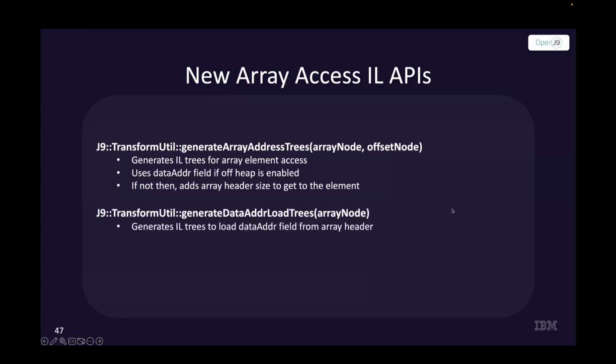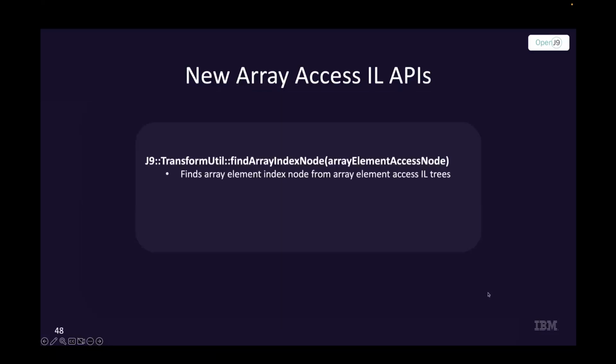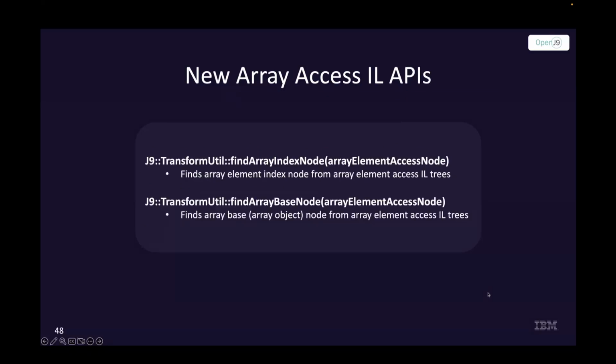Next one being data address load. So if an op needs to simply go in and replace the offset node or the header size with data address load, this is something that could be useful there. And there's another API to generate the offset trees. And here are the two additional APIs that were created. So now the tree layout will be different than it was before. Previously, anytime you encountered an element access, you would see add with the array object as the first child, and the second child would be the offset. So now that that's changed, we would need to update the logic behind finding the index node and the base node. So these APIs would help with that.